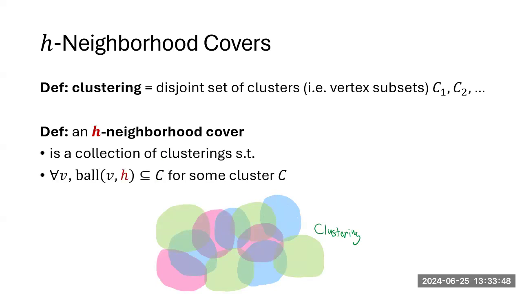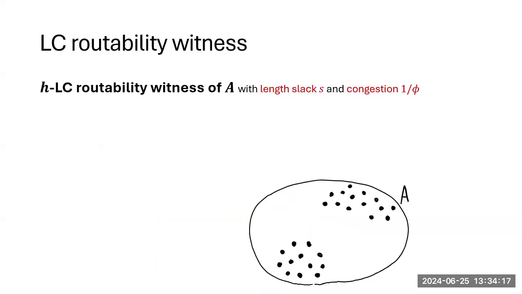And for every node V, if you look at the ball around it of radius H, then there must exist some cluster that contains that neighborhood completely. So that's when I say this is a neighborhood cover, edge neighborhood cover. So any edge neighborhood, there's some cluster covering it. Okay, so we see what is router, what is neighborhood cover. So now we are ready to tell you what is witness, like length constraint routability or expansion witness.